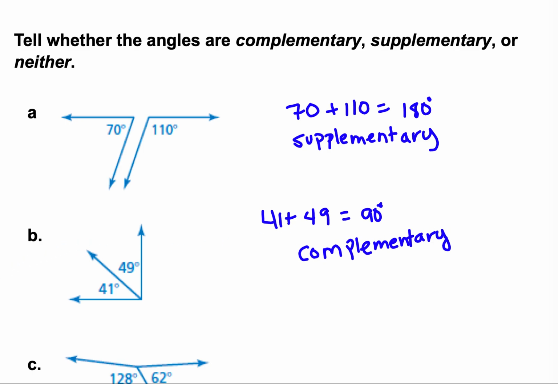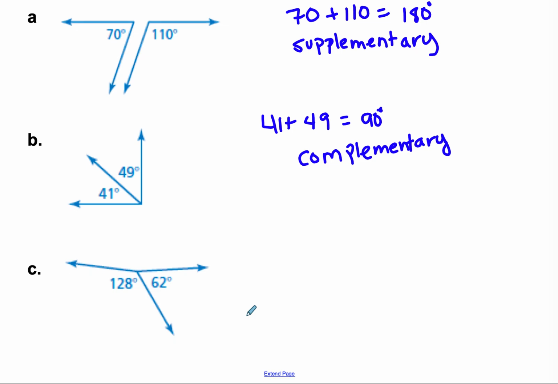All right, so if I look at my bottom one here, hopefully you can see, well, it doesn't look like a straight line, and it also doesn't really look like a 90-degree angle. So it kind of looks like neither, but we're still going to do the work to support our answer. 8 plus 2 is 10. So I have 3 and 6 is 9. I have 190, so that one's going to be neither. Don't just look at it and say, yep, it's neither. It doesn't look like a straight line or a 90-degree angle. You need to support that with math.